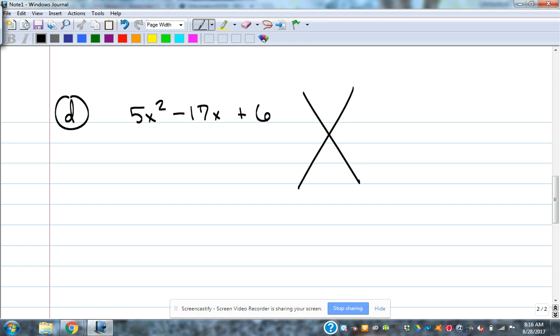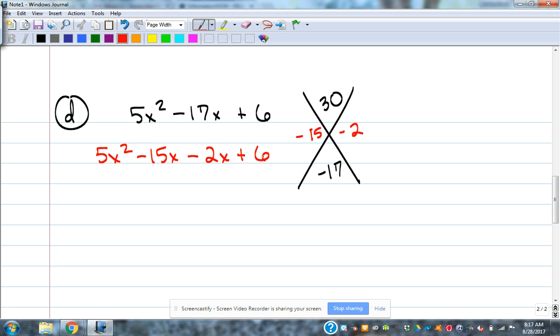What goes on the top of the X? 5 times 6 is 30, and then negative 17 on the bottom. So we need two numbers that multiply to be 30 and add to be negative 17. Negative 15, negative 2. Those multiply to be positive 30, add to be negative 17. Can I go straight to my factors on this one, though? No. There's that 5 in front of the x squared. You can't do that. You've got to do the in-between step, which is replace the 17x with negative 15x and negative 2x.